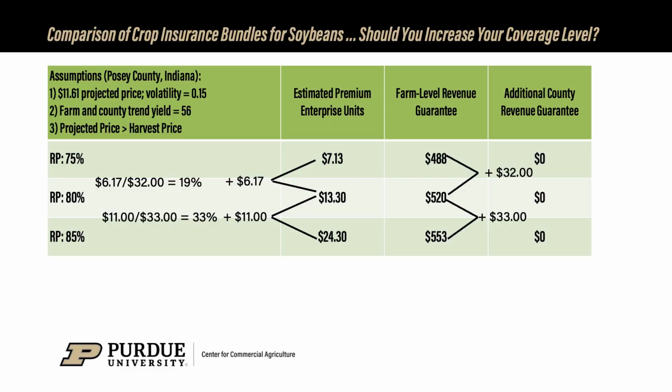At the 75% revenue protection, it's $7.13 per acre, so a pretty reasonable price on that. For an additional $6 per acre, you can go to the 80% revenue protection product, and then for another $11, you can move to the 85% revenue protection. And each time you do that, your guarantee goes up approximately $30 to $35.